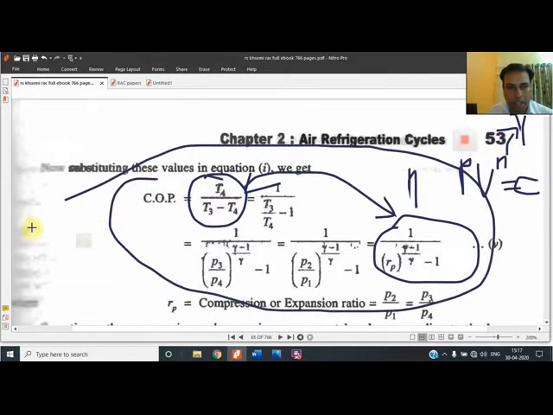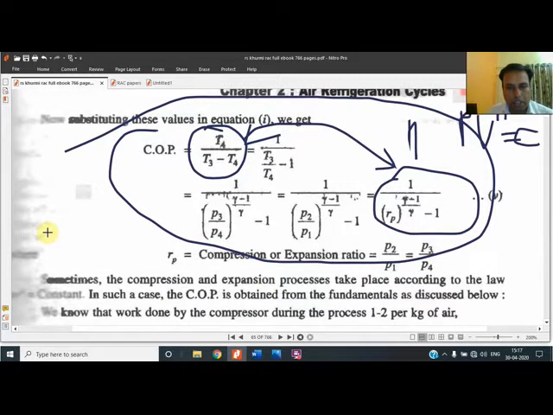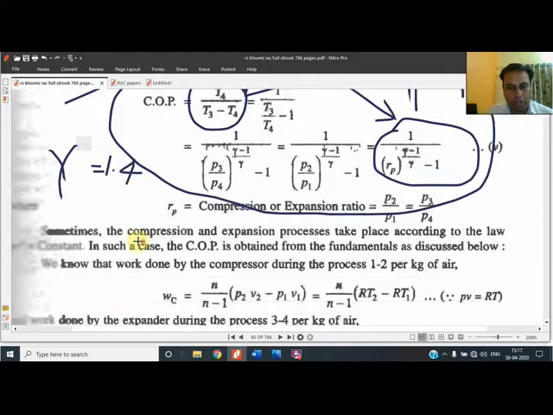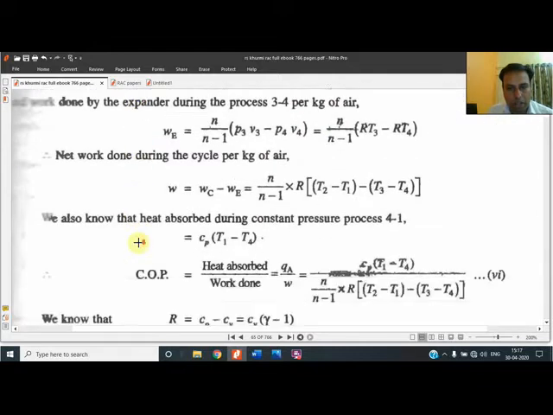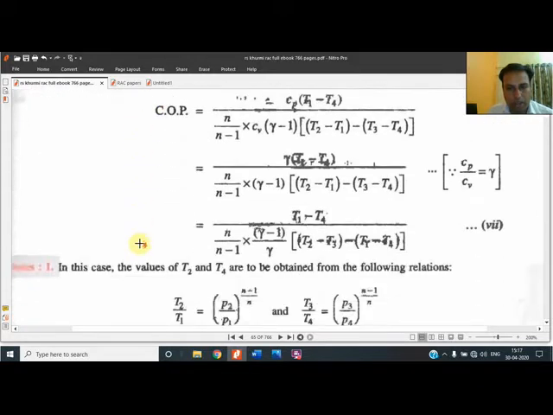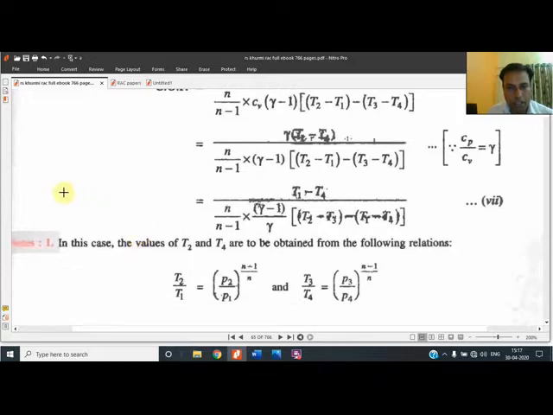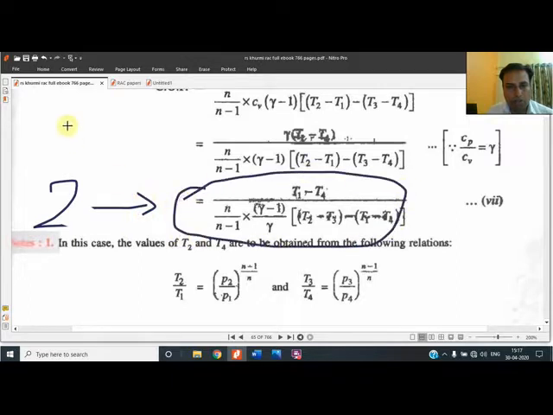But if it is taking place by some other index, instead of 1.4, instead of gamma, where gamma means Cp upon Cv, which for air is 1.4, and some other value is there, meaning instead of adiabatic, then we have to use a second formula. The second formula is being shown over here, and this we have to use. In this way there are two.